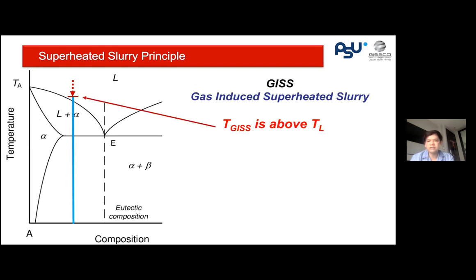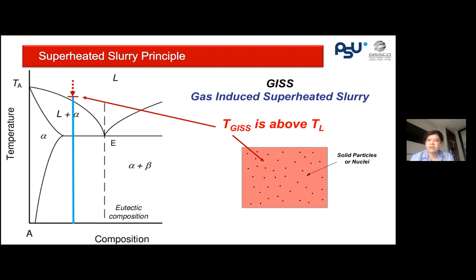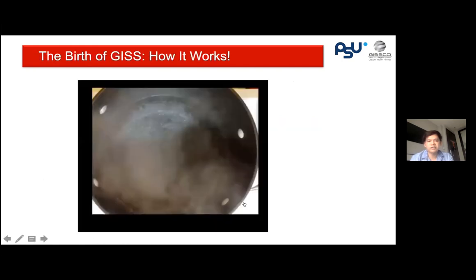What it means is we have the slurry state where the temperature of the liquid is actually above the liquidus temperature, but we have solid nuclei, or seeds, or particles, whatever we call it. This we call the superheated slurry state. So how is it possible? Well, let me show.